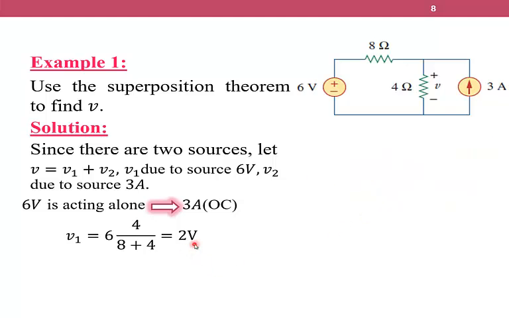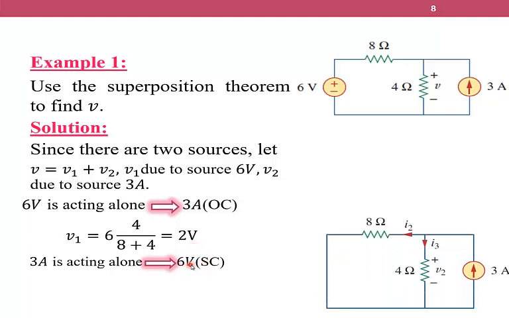After that, we are going to return the 3 ampere independent source back and remove the 6 volt. But when we remove the 6 volt independent source, we are going to make it short circuit. For current sources, we are going to make it open circuit. For voltage source, we are going to make it short circuit. So we are going to bring a wire here. And we have returned back the 3 ampere.